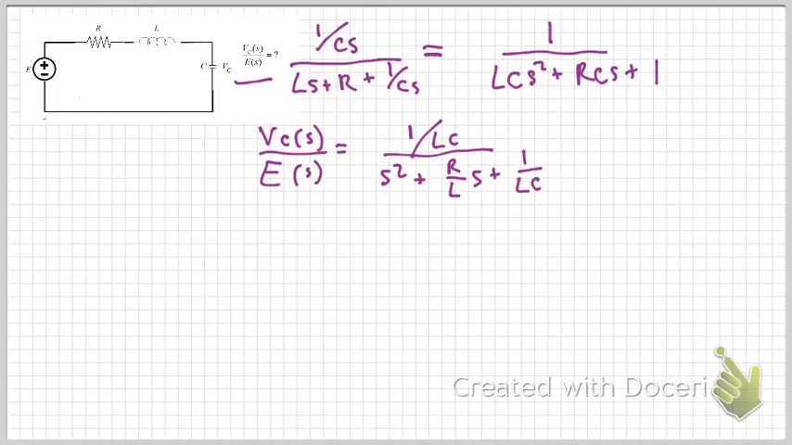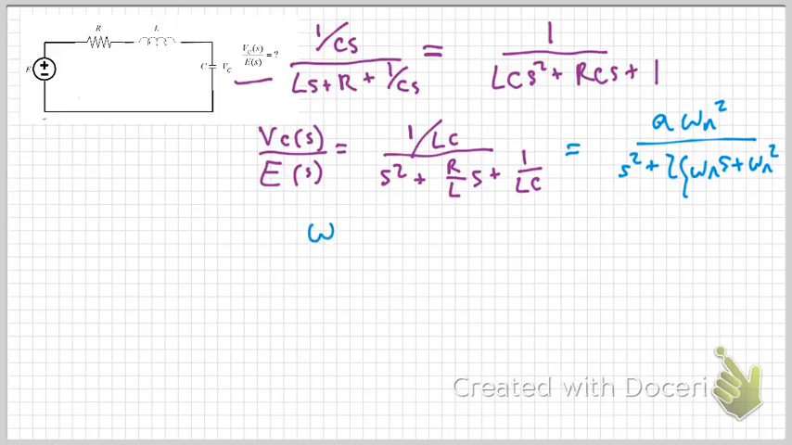Now, for this, we can go through, look at our system, and say that if we want to have it in standard second order system form, where we say this is equal to A omega n squared over S squared plus 2 zeta omega n S plus omega n squared, we can see that omega n squared is equal to 1 over LC, which means that our natural frequency, omega n, is equal to the square root of 1 over LC. And our A is going to just be equal to 1, because we can see that we have this 1 over LC in this position as well as in the position up here.